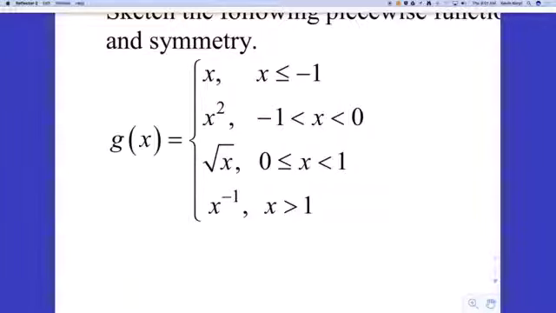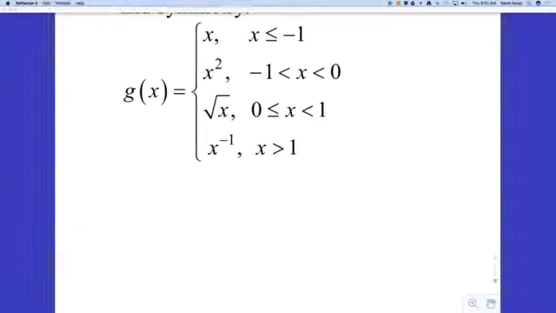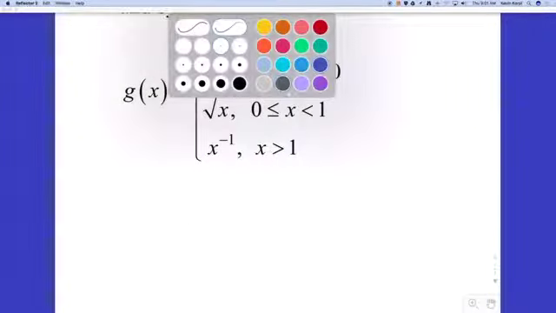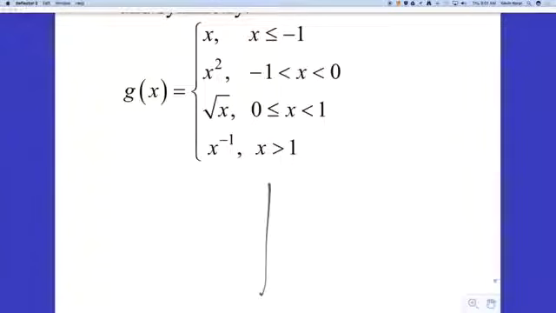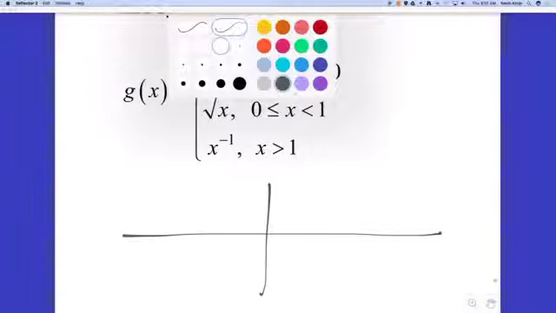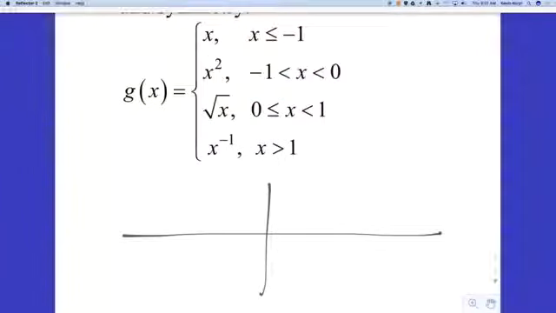Draw a graph? How? We're going to need an x and y axis, so if you have no other idea what to do, go ahead and draw yourself an x and y axis. Then how do we draw a graph? We pick a color, and then we start drawing. Something like that. I don't know. That doesn't even pass the vertical line test.